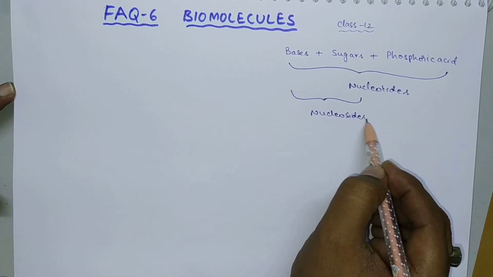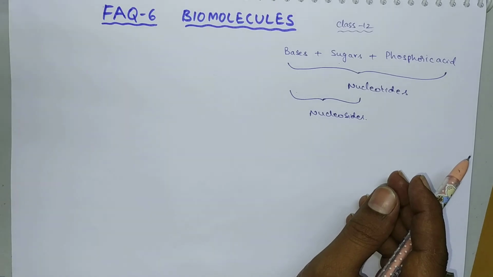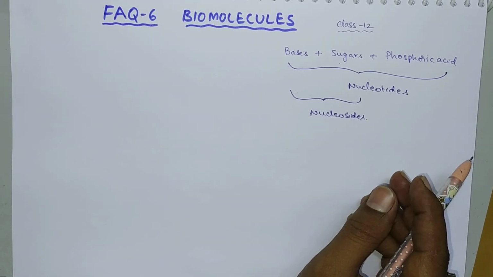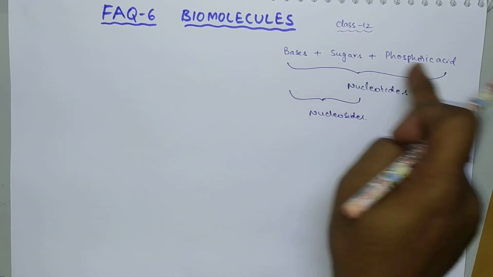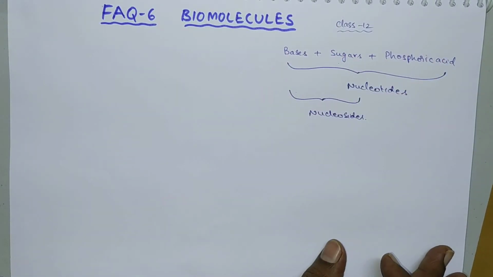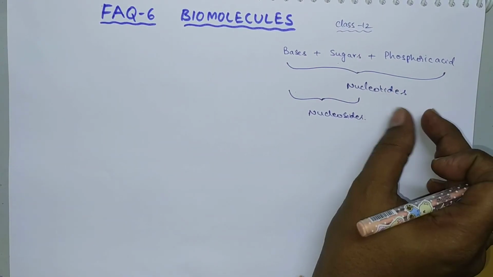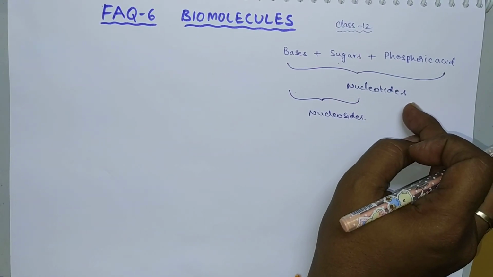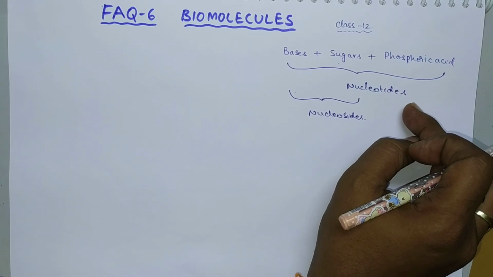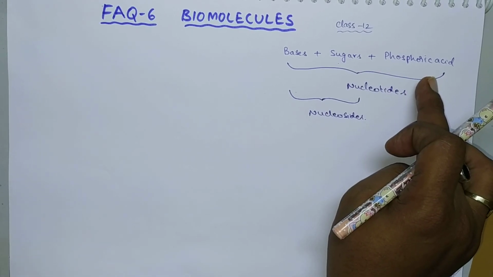So you have to remember these points also, because sometimes they ask, which of the following consists of a nucleotide? A nucleotide consists of these three, whereas a nucleoside consists of base and sugar only. For any nucleoside, if we add phosphoric acid, then it is a nucleotide. DNA and RNA consist of polynucleotides, that means many of these nucleotides.